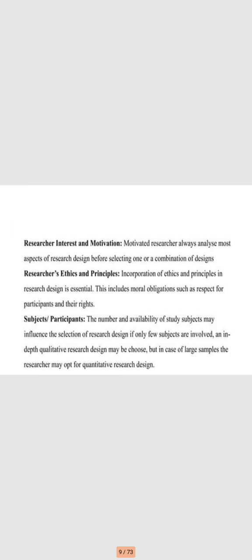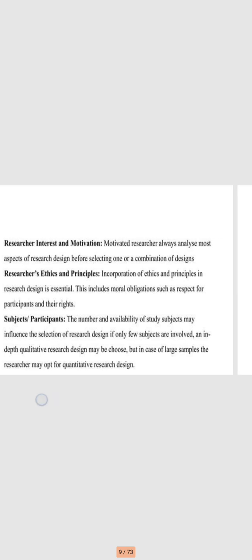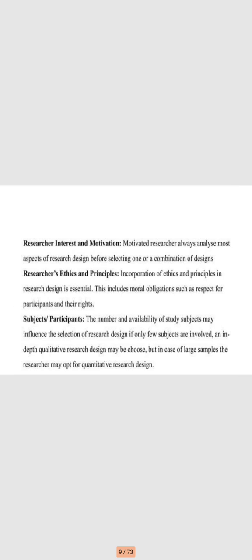Next is researcher interest and motivation. Motivated researchers always analyze most aspects of research design before selecting one or a combination of research designs. Researchers' ethics and principles: incorporating ethics and principles in the research design is essential. This includes moral obligations such as respect for the participants and their rights.